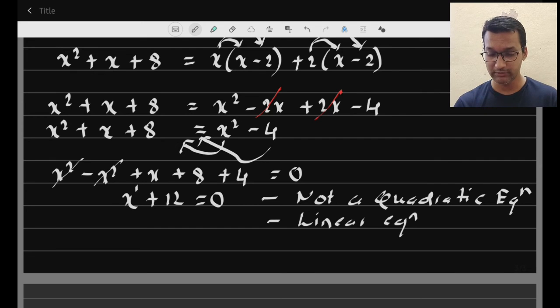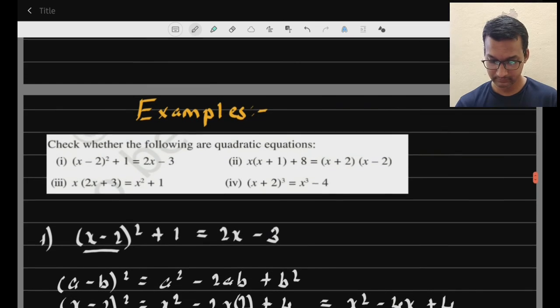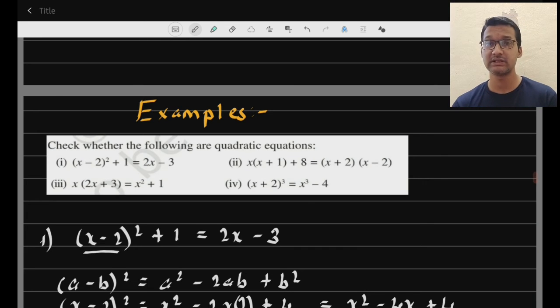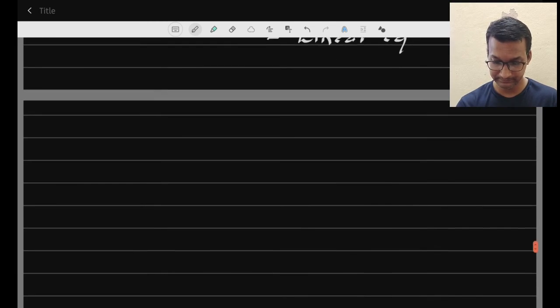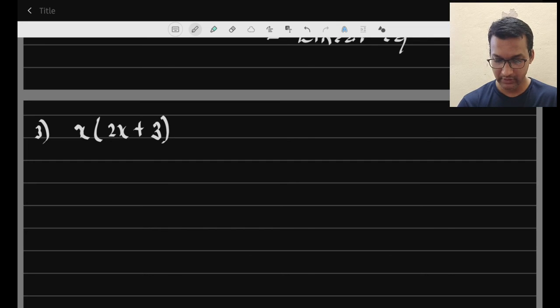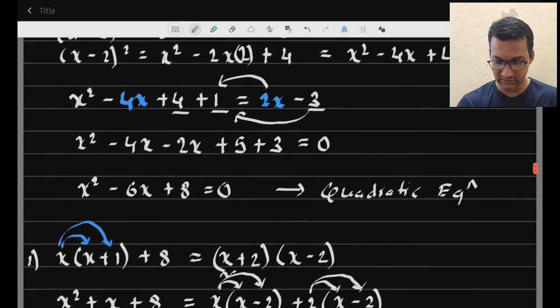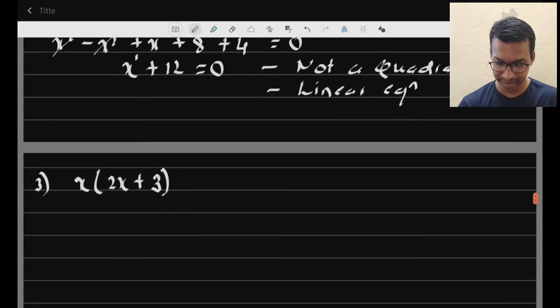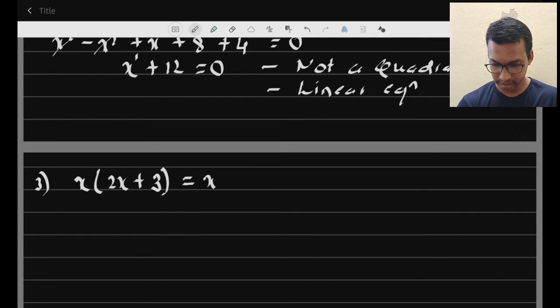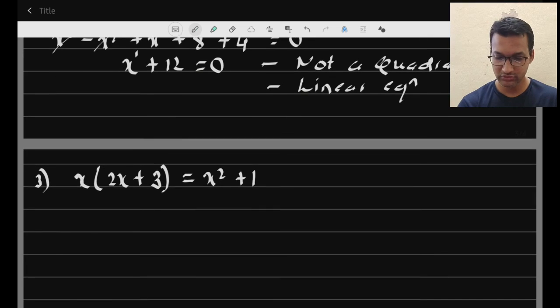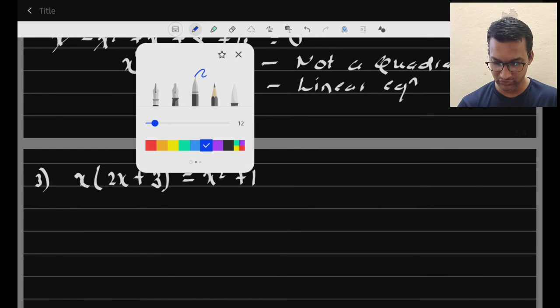Now let us look at the third problem. Third problem, we have x into 2x plus 3. On the other side we have x square plus 1. So let us write it down. x into 2x plus 3 is equal to x square plus 1. So this is the problem we have to solve.